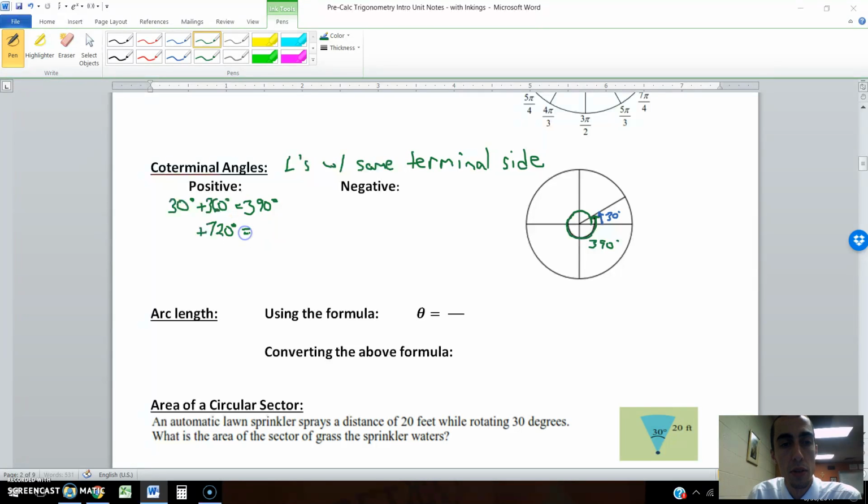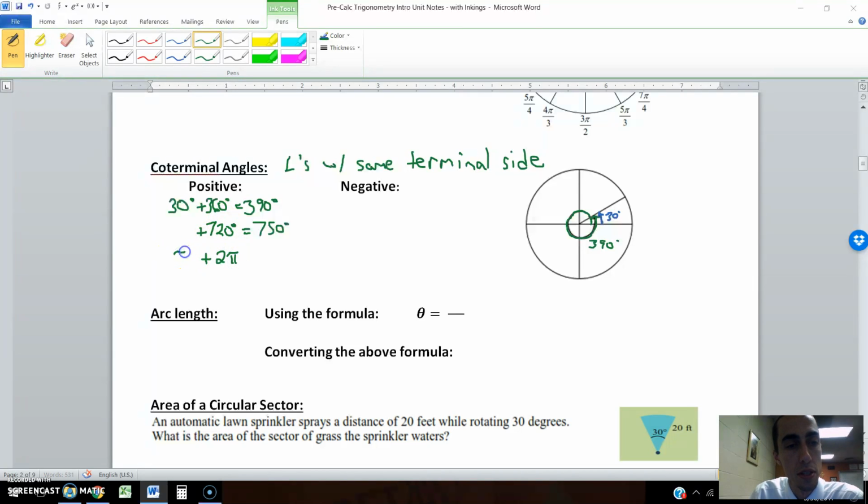And you could do any multiple of 360. So, in that case, we have 750. Now, if we're talking about radians instead of degrees, then you would need to add 2 pi radians, because 2 pi is the radians equivalent to 360 degrees.